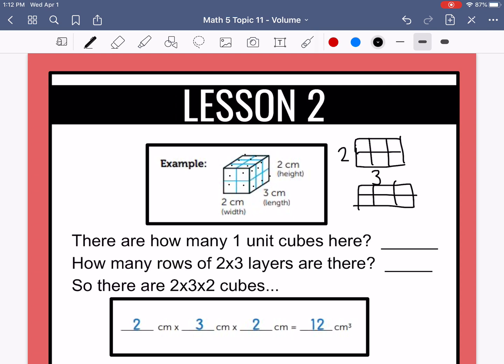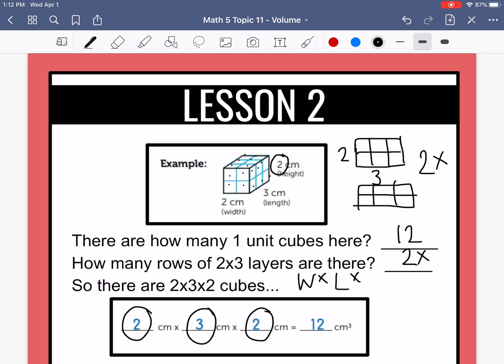Okay, well, there's 6 on the one and 6 on the other, which makes 12 cubes. So counting, I wasn't doing a very good job, was I? How many rows of the 2 by 3s are there? Well, there are 2 rows of those. We made these 2 times. So what we're really doing is we're taking our width, right here, times our length, right here, times the height. So what we just did is we took the width times the length times the height.